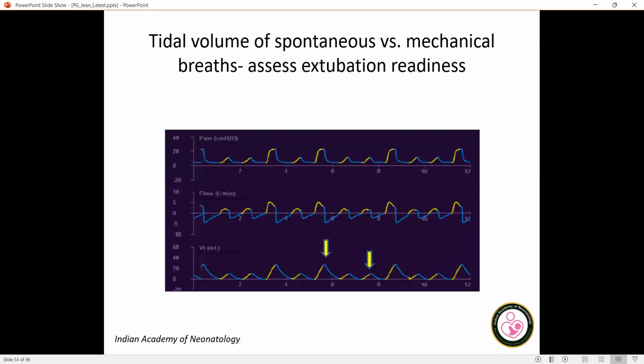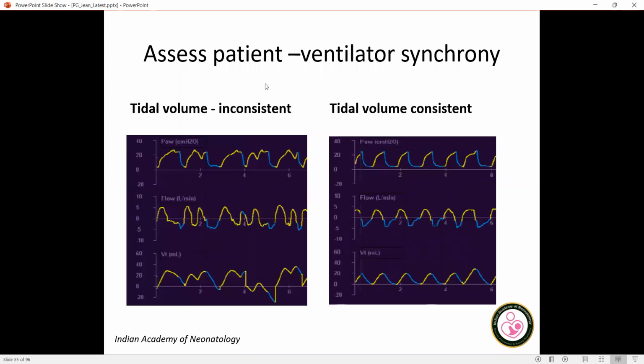Another important use of the volume waveform is that we can assess the tidal volume of a spontaneous breath, whether it is adequate or not, whether the baby is ready for extubation or not. You can see this is the mechanical breath, this is the spontaneous breath. Actually, it is low. And we can also assess ventilator synchrony. If there is asynchrony, the tidal volume will be inconsistent, as in IMV or SIMV mode. Here we can see all the tidal volumes are almost the same, consistent. That is usually patient triggered ventilation.